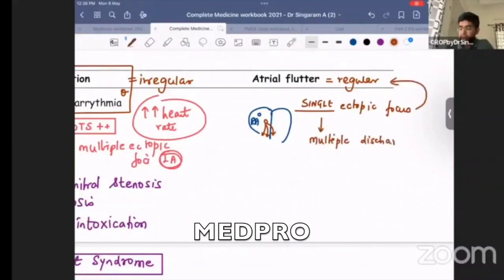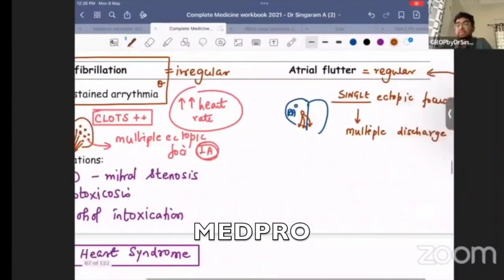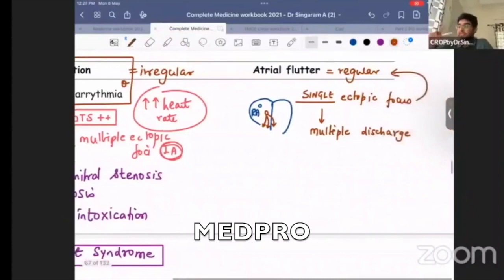Can you see that? It is not producing only one impulse. It is producing multiple impulses. That is why, what are you expecting the rhythm to be? You are expecting the rhythm to be regular because there is only one ectopic focus. Next thing, how are you expecting the heart rate? Of course, heart rate will be increased. That is true. But will it be like fibrillation where I have 400 to 600 heart rate per minute? No, it will be a lower heart rate only because there is only one ectopic focus.